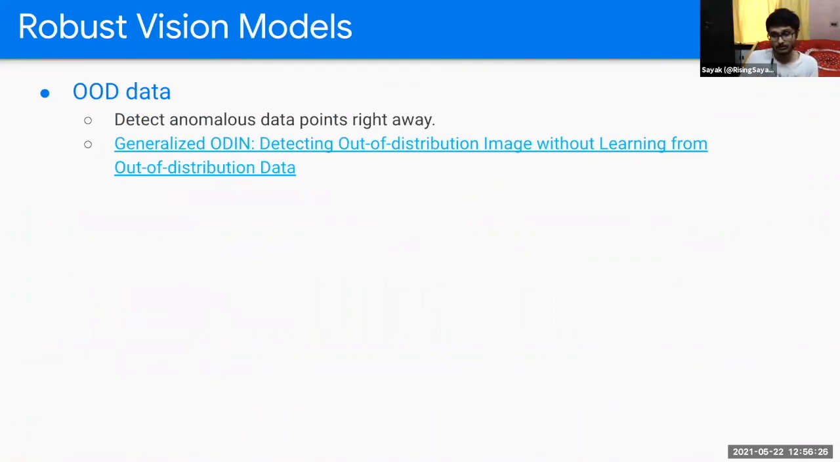So what about out of distribution data? Detect the anomalous points right away. Just as I mentioned, you want your models to generate very low confidence predictions on these anomalies. And also Generalized ODIN, which stands for out of distribution detector for neural networks. That's also a very well tested and tried method.